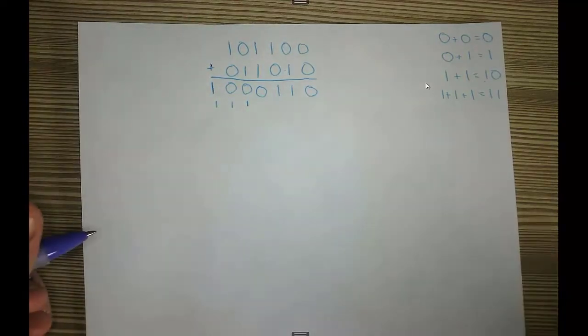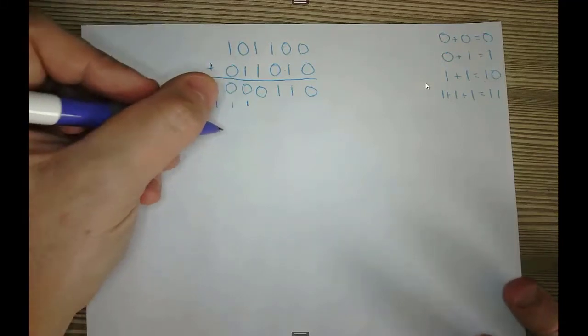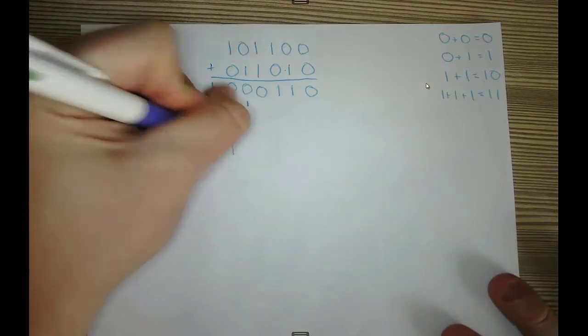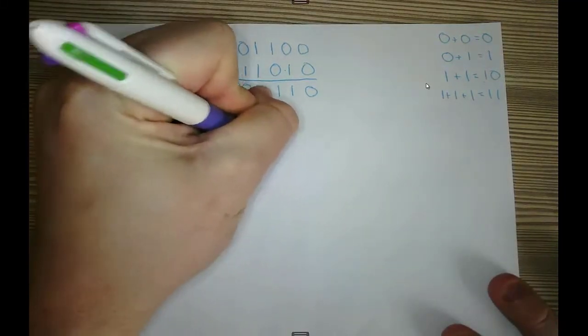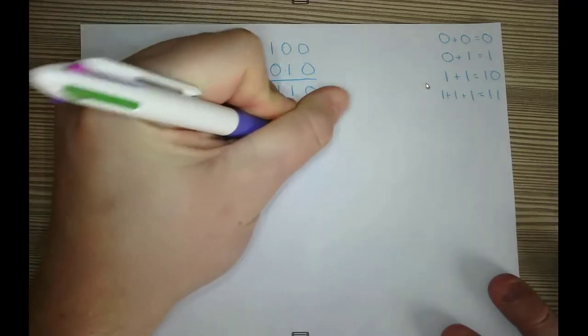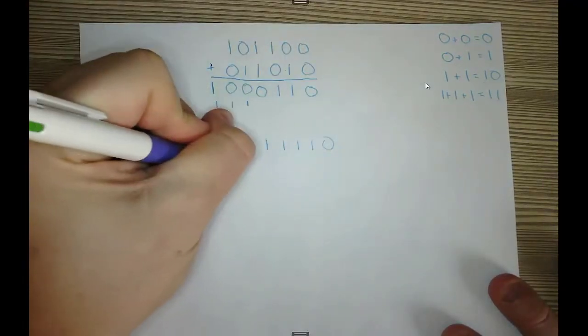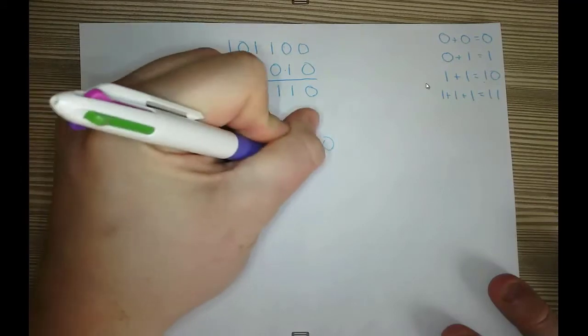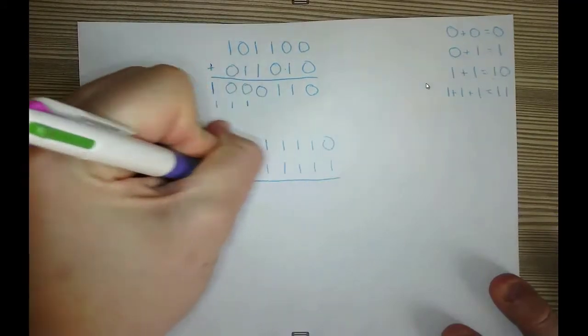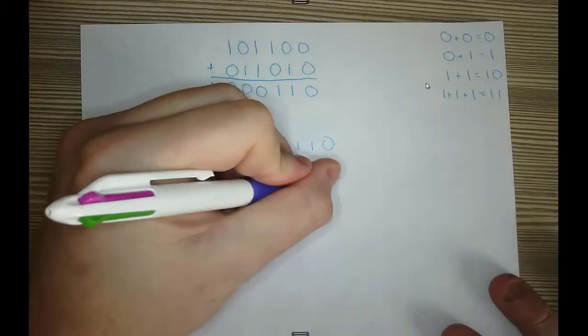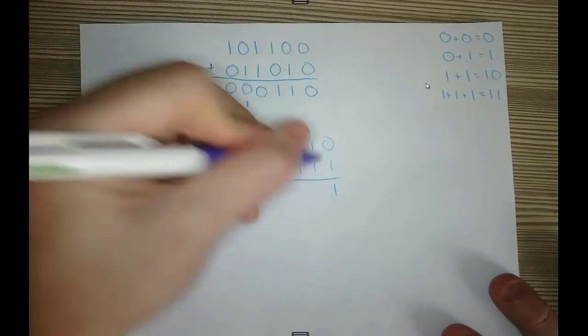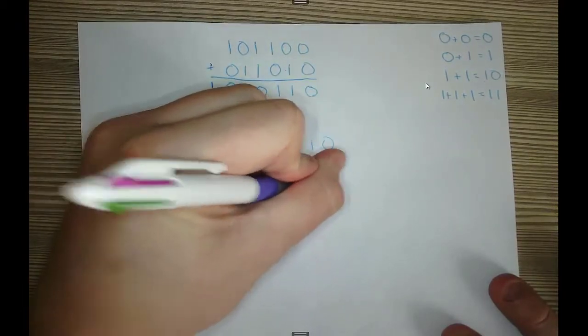That's one of the examples from level 1. Let's have a look at a level 2 example. So I've got 1, 0, 1, 1, 1, 1, 0 plus 1, 1, 1, 1, 1, 1, 1. So 1 plus 0 is 1. 1 plus 1 is 0, carry 1.